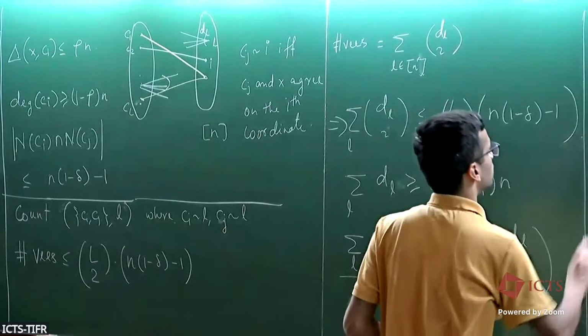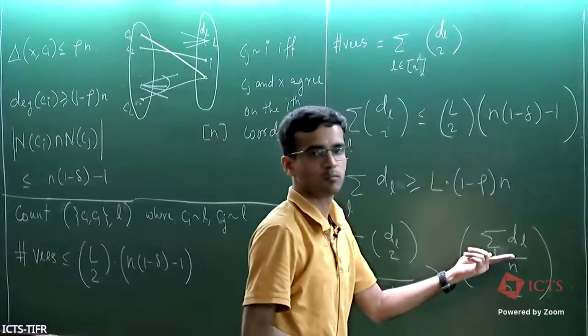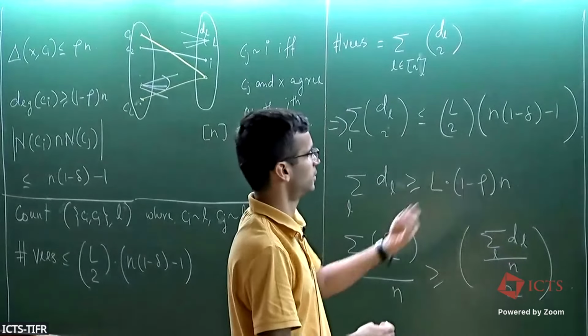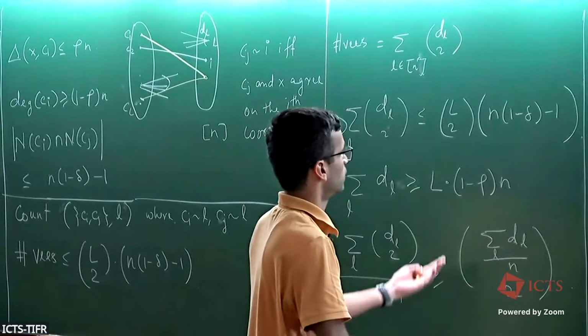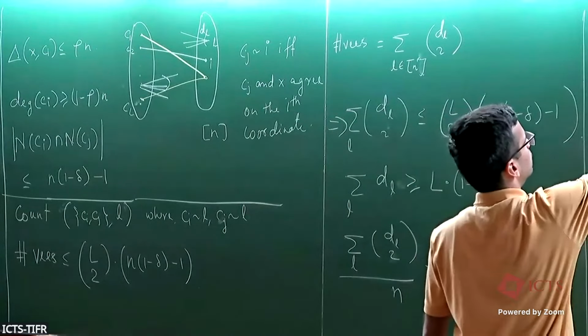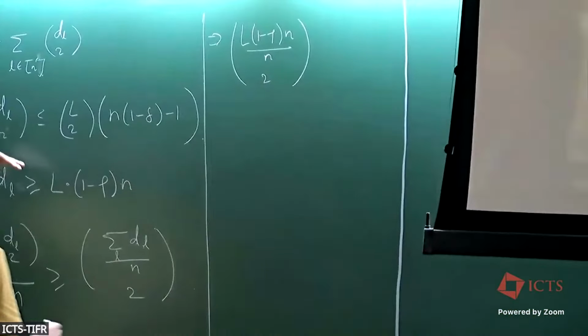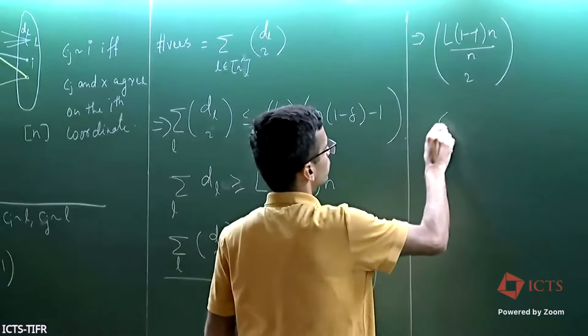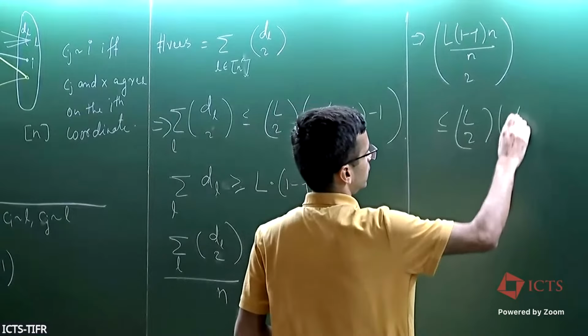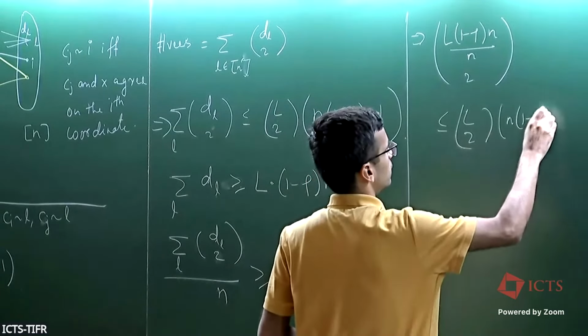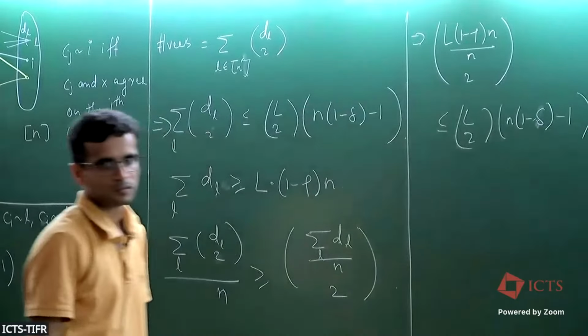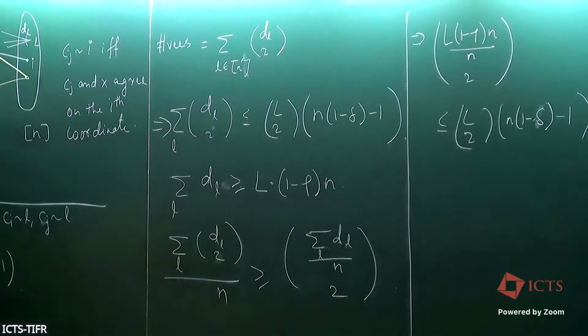We take this thing and plug it in here. This implies, and the sum over d_L is something we know, it is at least something. So I can say L times 1 minus rho times n over n choose 2. That's what we can replace the left hand side by. This is at most L choose 2 times n times 1 minus delta minus 1. That's it. At this point we simplify things, some things cancel out, and whatever remains will tell us that L is at most n. It will actually give us L being at most n.